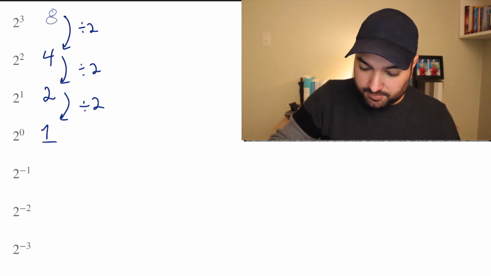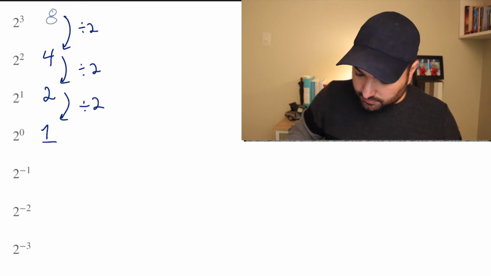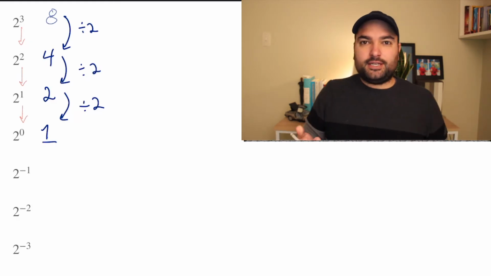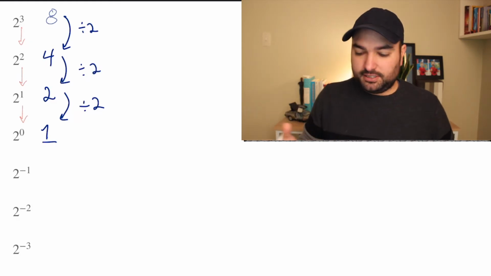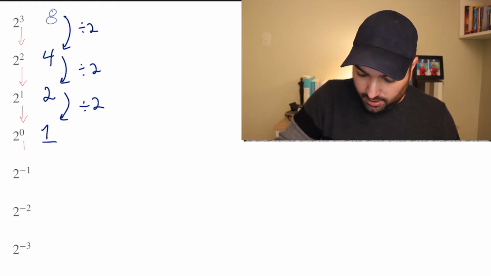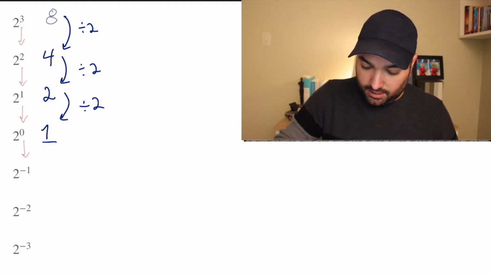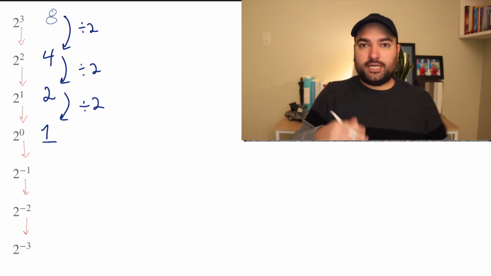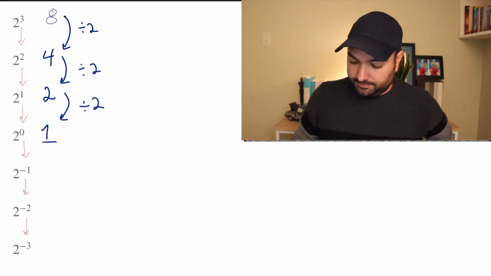Well, look how our exponents are going down by 1. So I'll draw that in red. We're going down by 1, down by 1, down by 1. And so this pattern just continues on. It's reasonable to assume that it's going to continue to do that. So if we go down by 1, we'll be at -1. And then if we go down by 1 again, we'll be at -2. And if we go down by 1, we'll be at -3. And this can continue on infinitely.